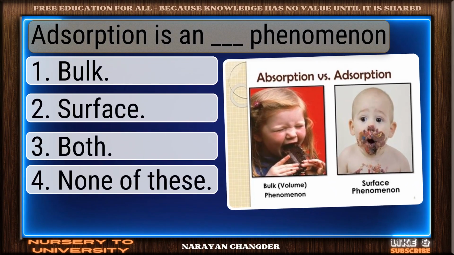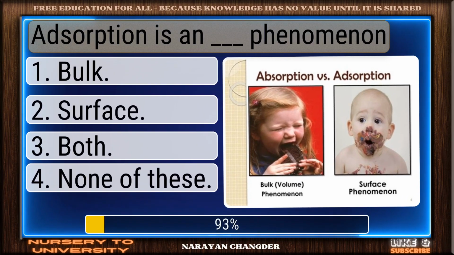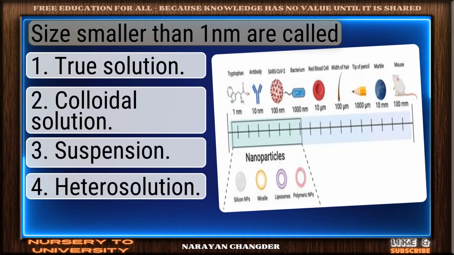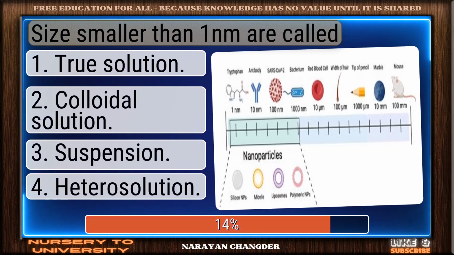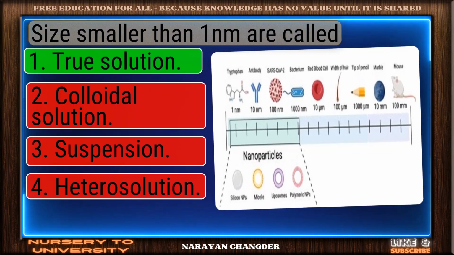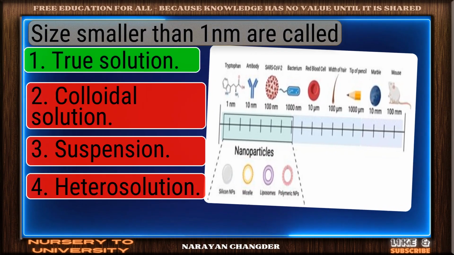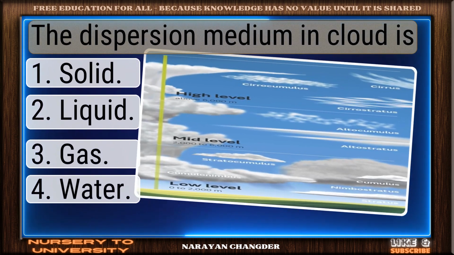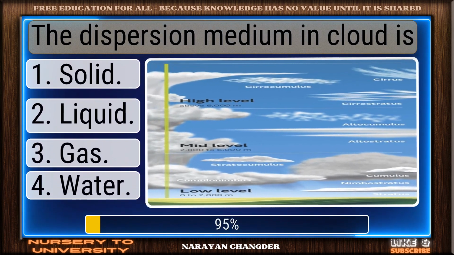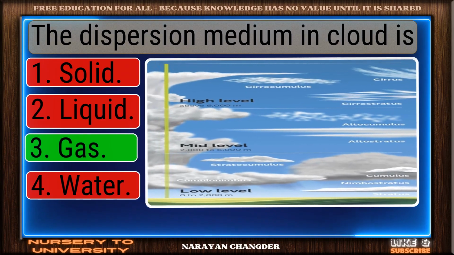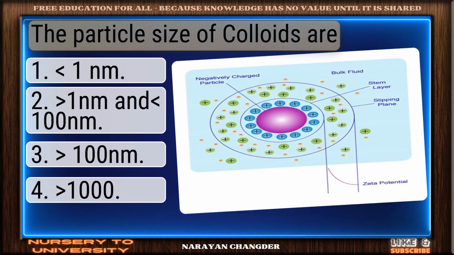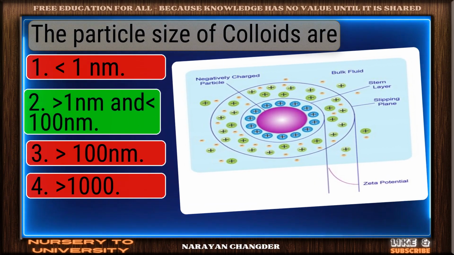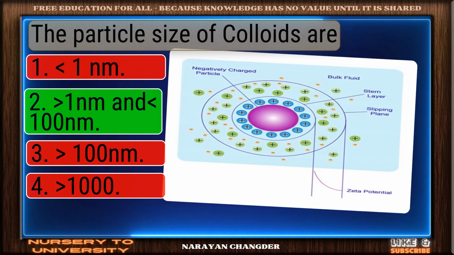Adsorption is a dash phenomenon. You're right. Surface is the correct answer. Size smaller than 1 nm are called. Nice work. You chose true solution and it is correct. The dispersion medium in cloud is... Valid point. Gas is true. The particle size of colloids are... Nicely done. Between 1 nm and 100 nm is a solid answer.